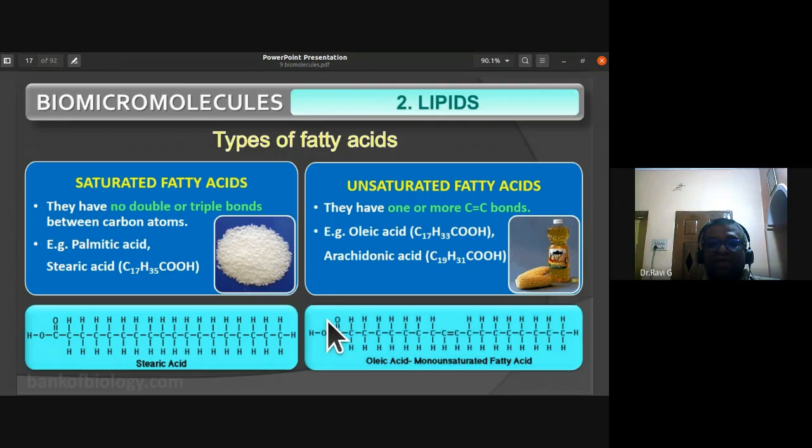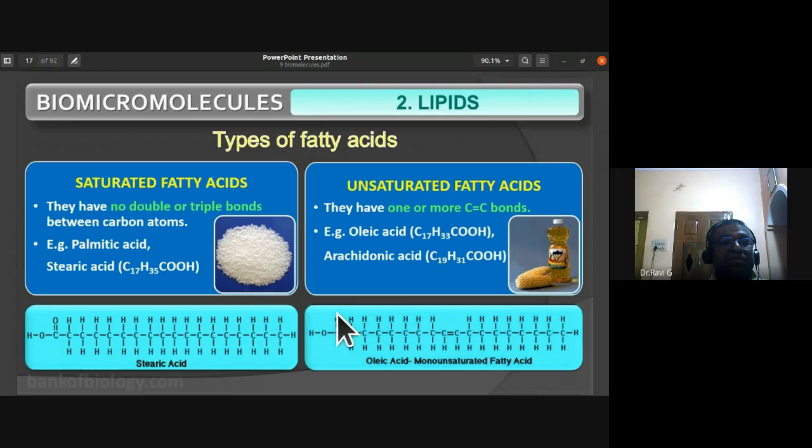So, the types of fatty acids. In simple lipids, we had discussed that they have fatty acids and glycerols. Next, we will also be discussing the fatty acids. They can be of two types: saturated fatty acids, where there are no double or triple bonds between carbon atoms, and unsaturated fatty acids, where there is a double or triple bond between carbon atoms.